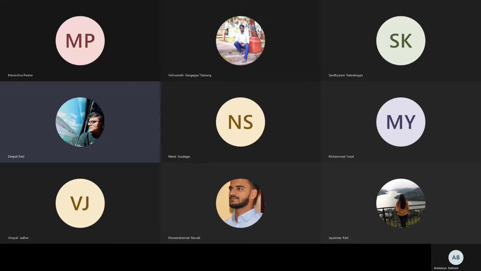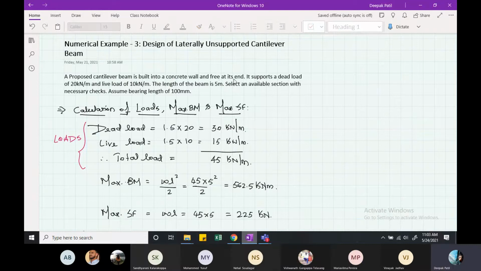This is a proposed cantilever beam built into a concrete wall and free at its end. One end is built into the concrete wall and the other end is free. It supports a dead load of 20 kN per meter and a live load of 10 kN per meter. The length of the beam is 5 meters in total.